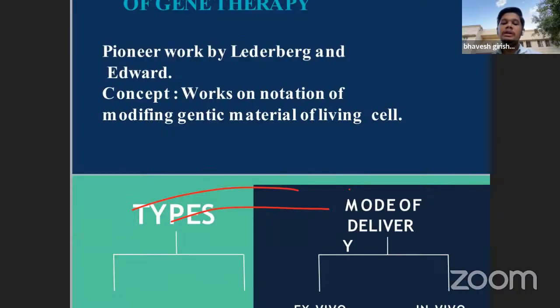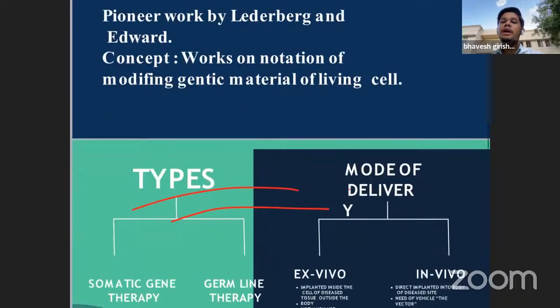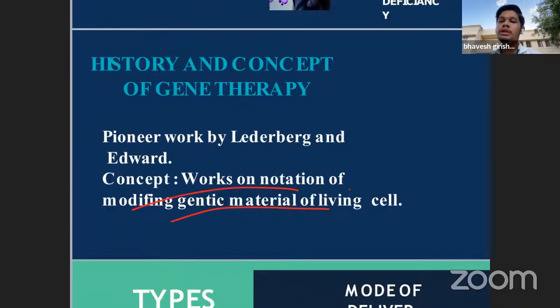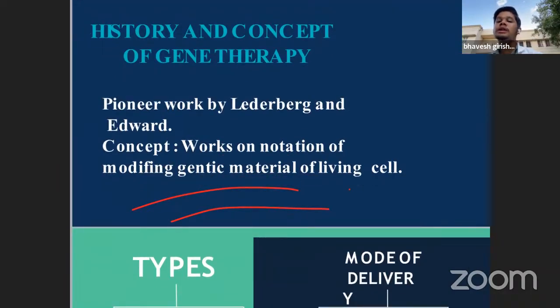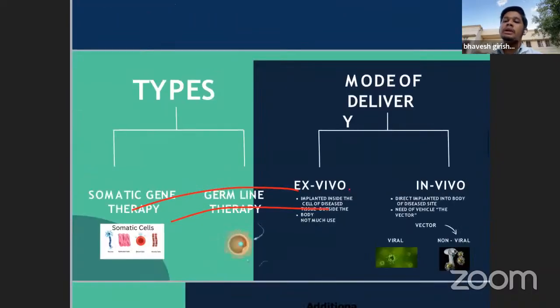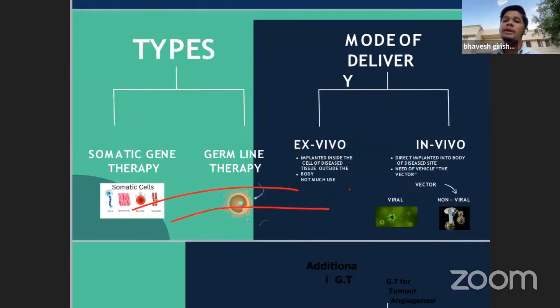Now the history and concept behind gene therapy. Pioneer work was done by Lederberg and Edward. The concept is to modify the genetic material of a living cell. Now how can we do it? Basically we have two types: somatic cell gene therapy and germline gene therapy, out of which germline gene therapy is more preferred. The mode of delivery of this therapeutic gene can be ex vivo or in vivo. Ex vivo is implanting into the diseased tissue outside the body, which is not used much. In vivo, we have direct implantation into the body at the diseased site.